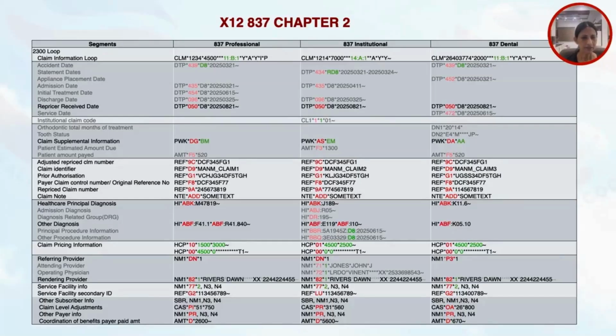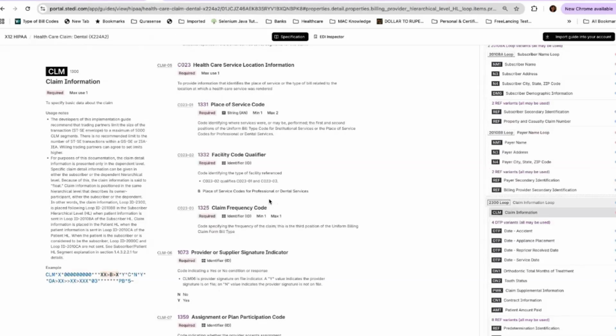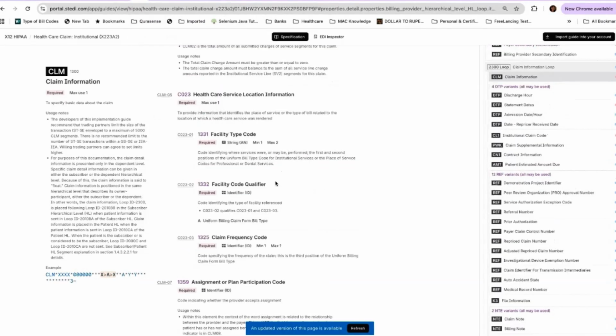The second element of CLM05 is the code identifying the reference facility in the claim. For 837P and D, this code is always B. For 837I, it is A. Here, let's see this in the respective guides also. So here you see the code for 837P, for 837D, and this code is for 837I.